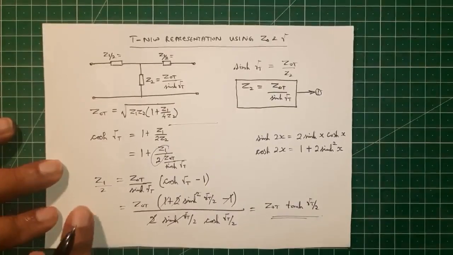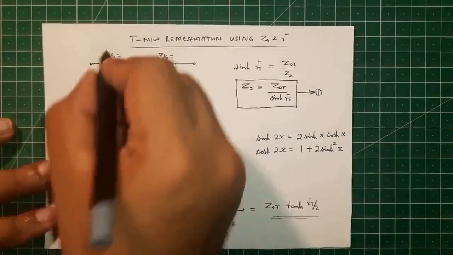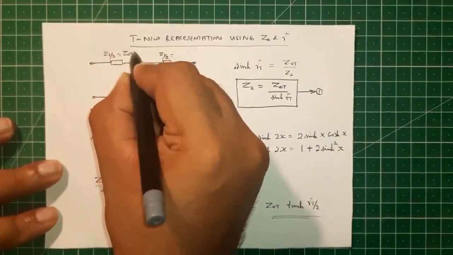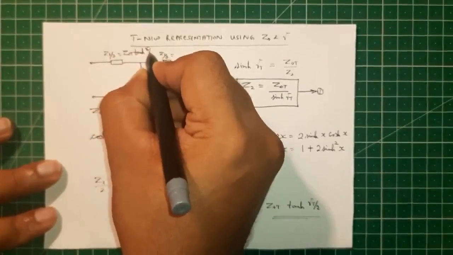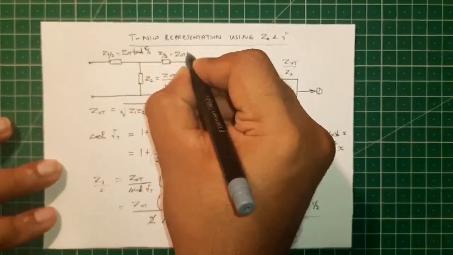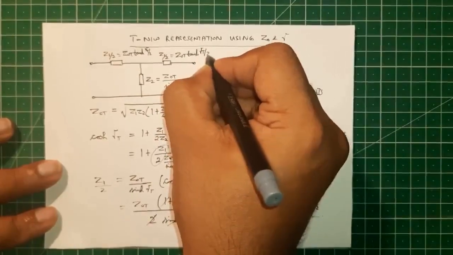So what is Z1 by 2? It is actually Z0 t tanh gamma t by 2. So this is Z0 t tanh gamma t by 2. This one also will be Z0 t tanh gamma t by 2.